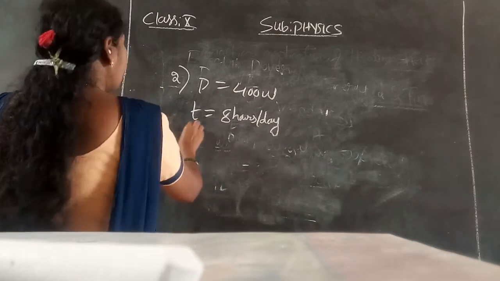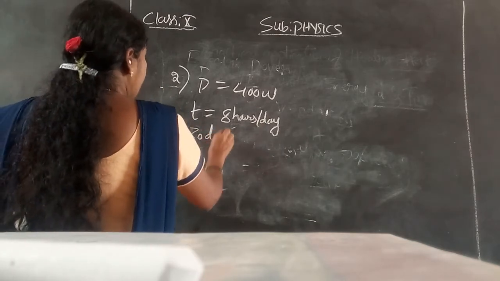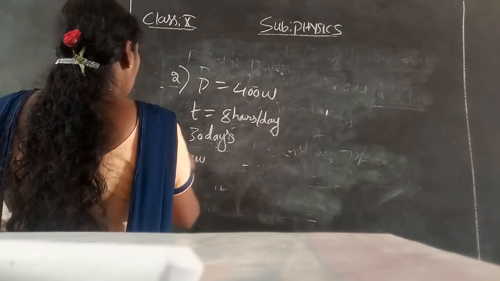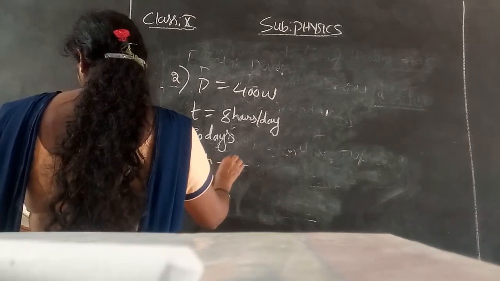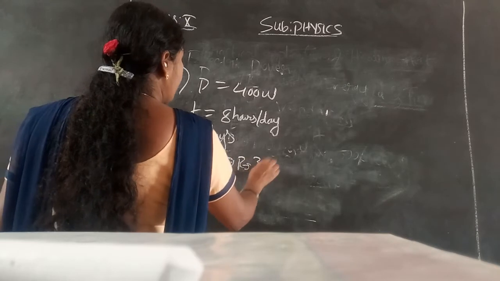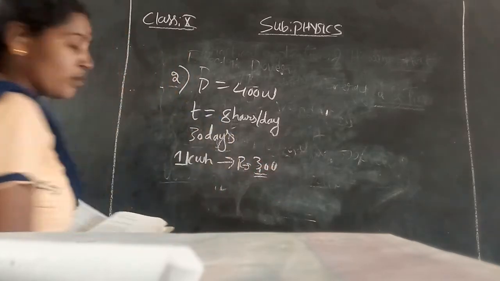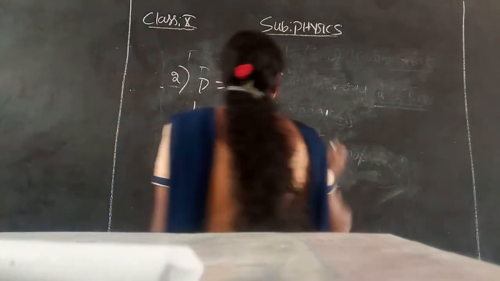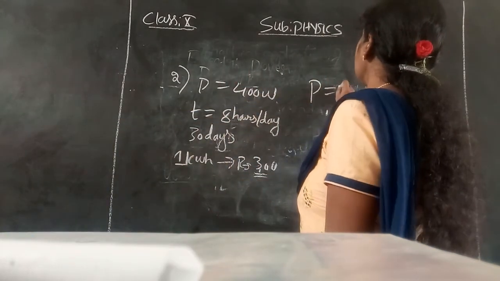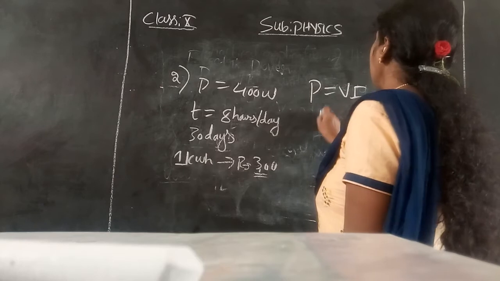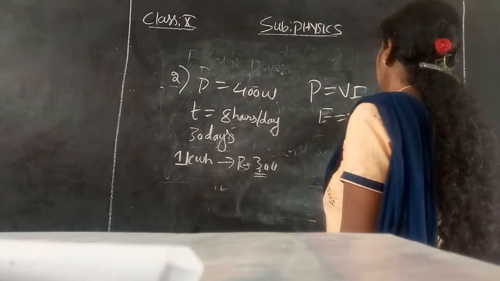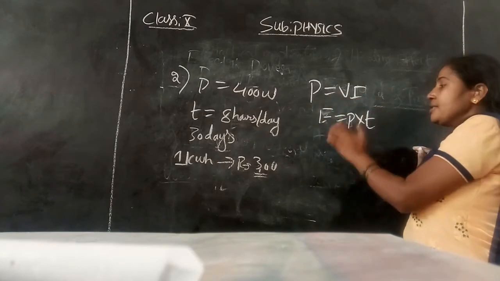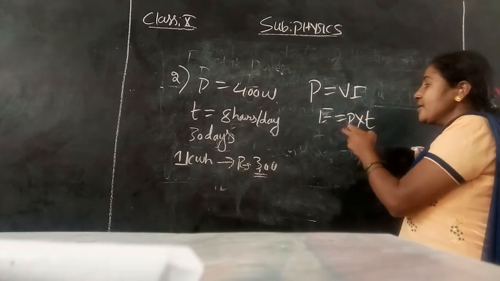But totally they have given 30 days. And 1 kilowatt hour, what is the unit? Rupees 3. For 1 unit the amount is 3 rupees. So how to calculate? P is equal to VI and E is equal to P into T. You have to learn these two formulas. P is equal to VI. The second one, energy used, is P into T.